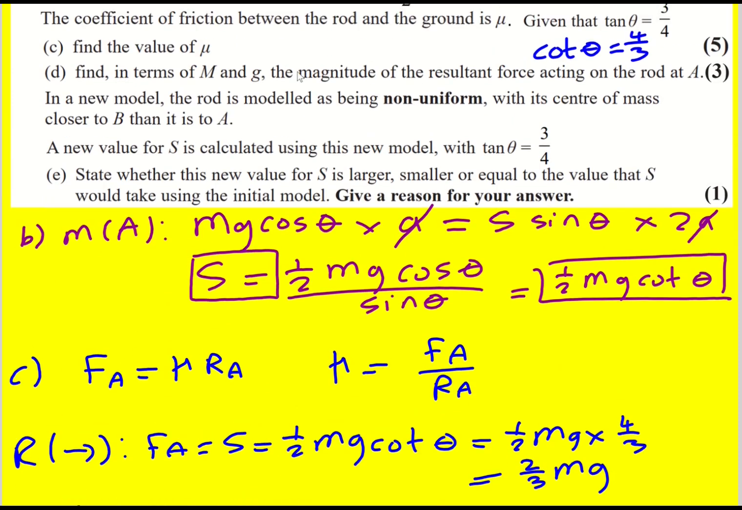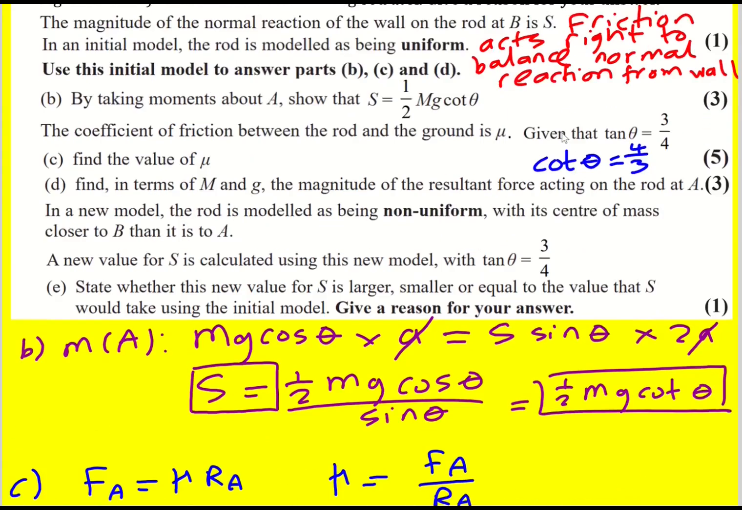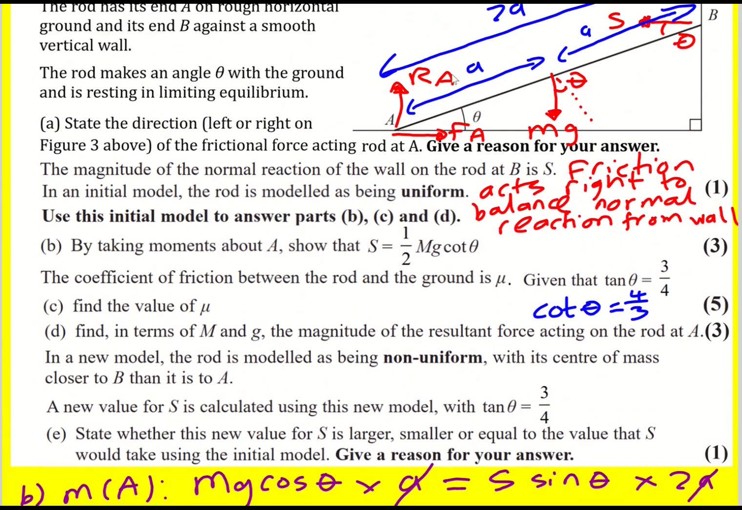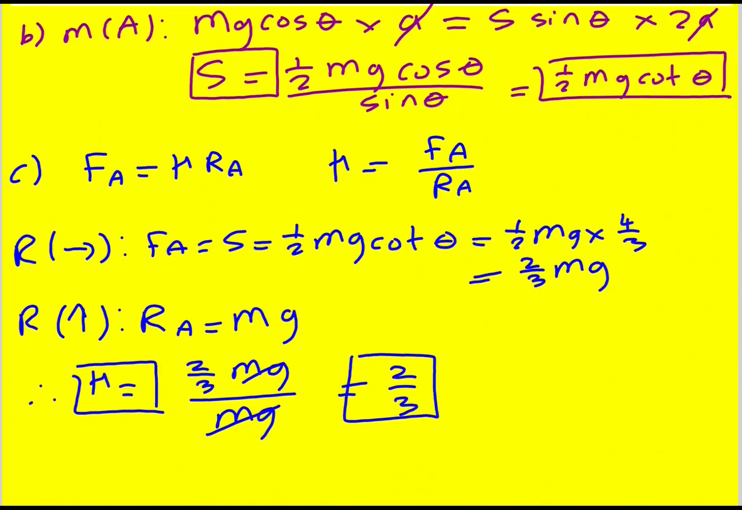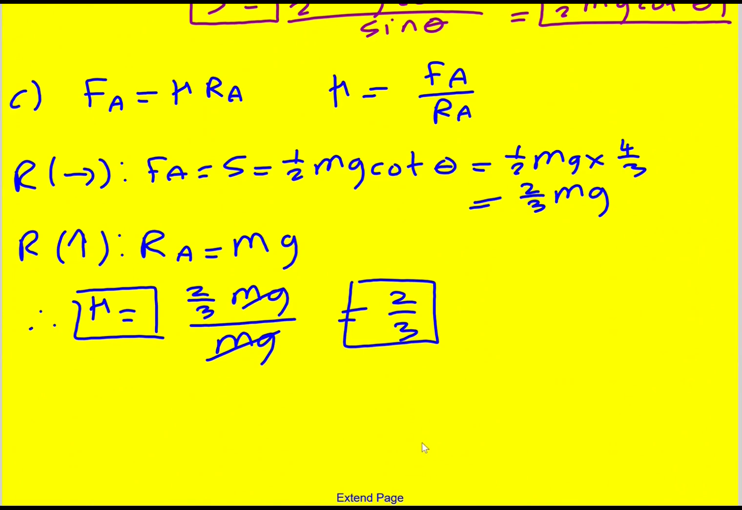Then we're asked to also find, in terms of m and g, the magnitude of the resultant force acting on the rod at A. We call it the contact force as well, the normal reaction and the frictional force combined. We've just said that the frictional force was 2/3 mg, so that's acting to the right. And the normal reaction is mg, the same as the weight. So we want to know the length of this vector here, and we can just use Pythagoras.